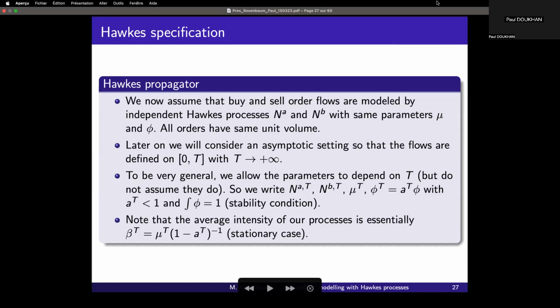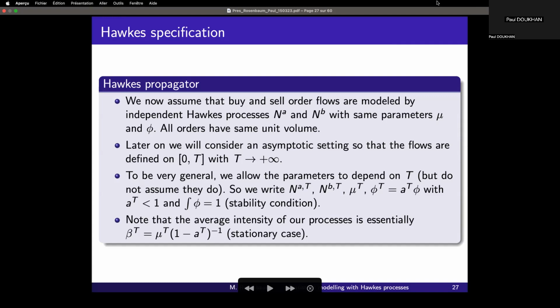And the way they can depend on T, just to have a bit of structure, I'm just going to assume that phi_T, the kernel, is of the form A_T times phi. Phi is a function with integral 1, and A_T can depend on T or not, it just needs to be smaller than 1 to satisfy the stability condition. The Hawkes processes are going to be independent. Just to make things simple, I'm taking buy and sell independent. It can be extended, but as you said, we could have them connected.